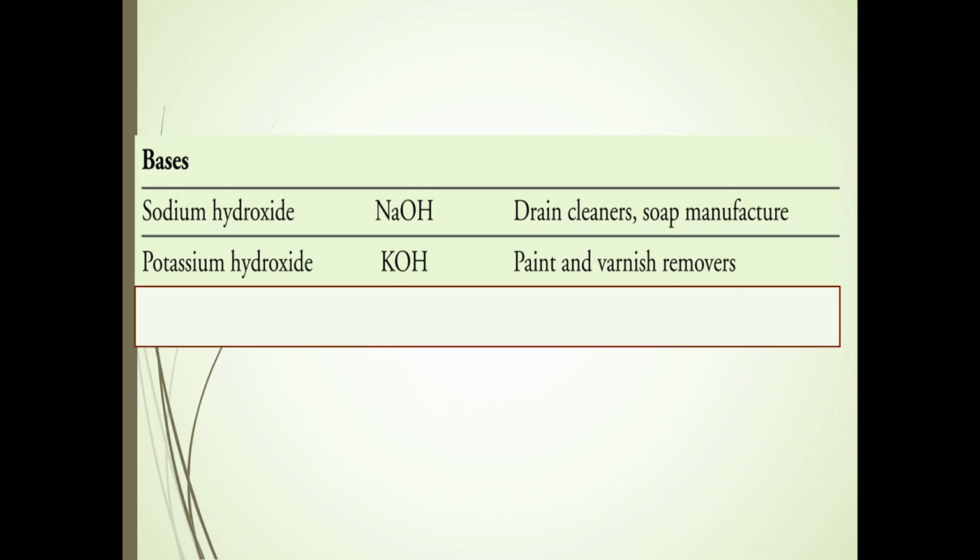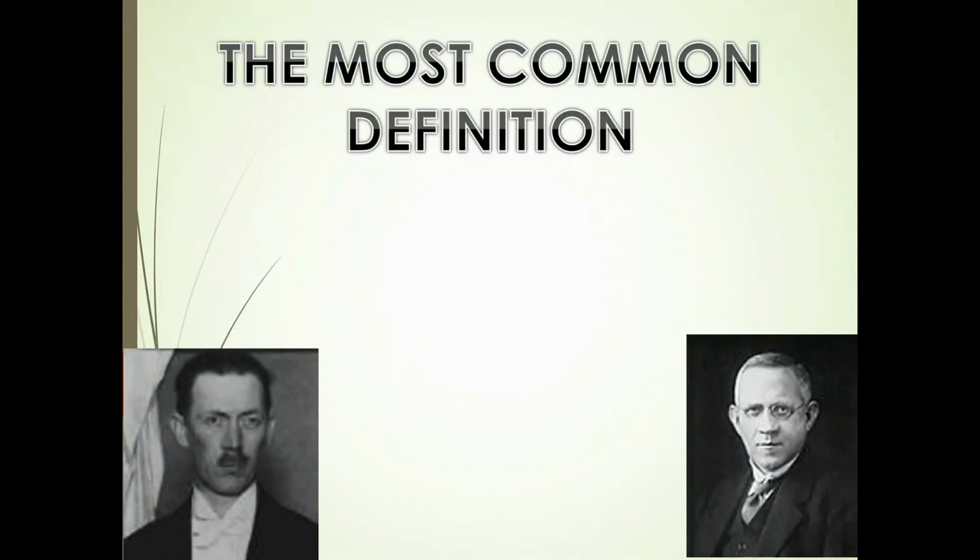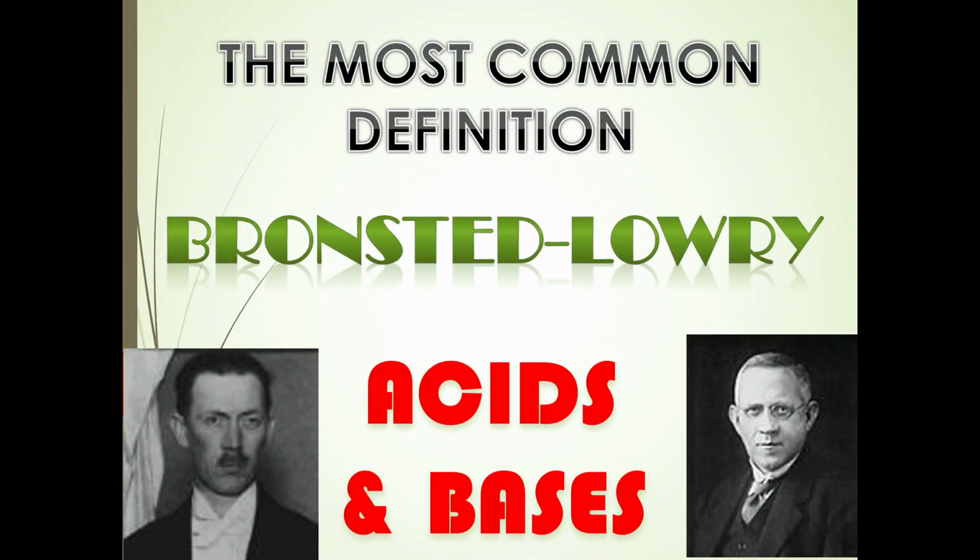Some examples of bases: sodium hydroxide, which is Drano, potassium hydroxide, which is paint remover. But this is a pretty limited version of what acids and bases are, because your blood is slightly basic. But we don't want to use something like Drano to keep our blood basic. So we need to extend that definition of what a base is a little bit. And we introduce our most common definition, and that is the Bronsted-Lowry definition.